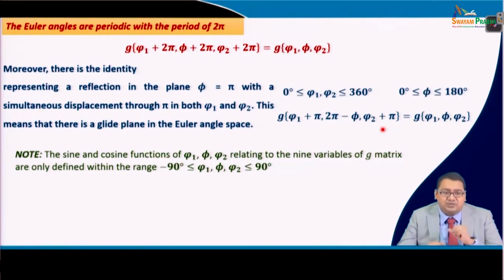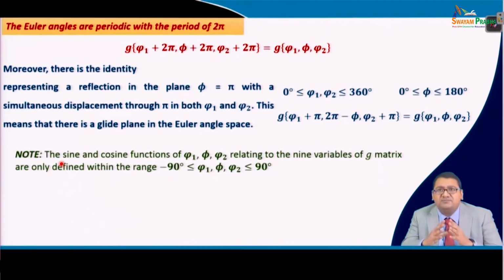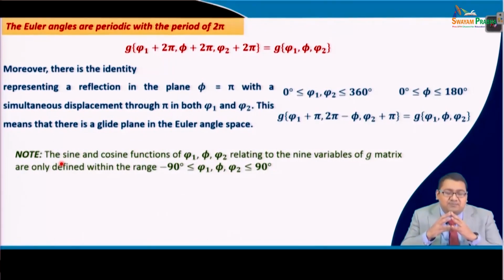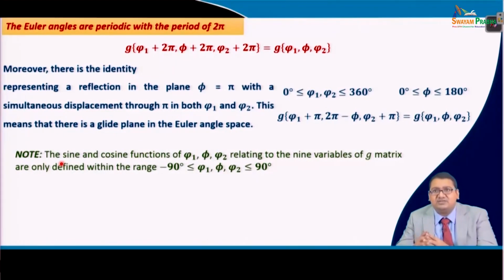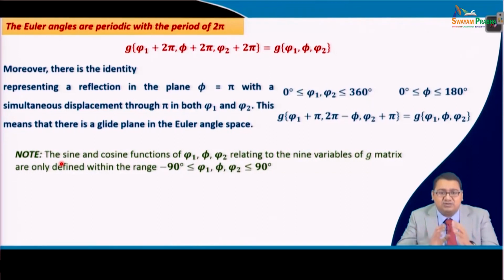Okay. Now, we should note that we have found out the relationship between the orientation matrix and phi 1, phi, phi 2 with the help of the equations in the previous lectures, and how we can use a few of the 9 g variables to find out phi 1, phi, phi 2. But you see that while relating phi 1, phi, phi 2 with these 9 variables of the g matrix, we can only identify phi 1, phi, phi 2 in the range of minus 90 to 90 degrees. So, this is the limitation of that calculation, and you must always keep that in mind.